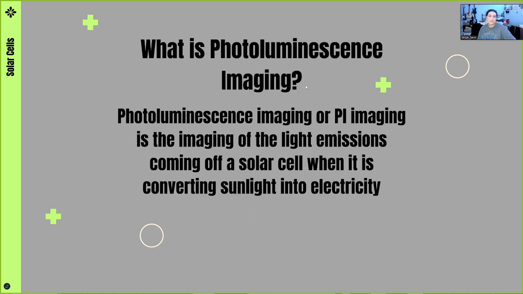So what is photoluminescence imaging? Photoluminescence imaging, or PL imaging for short, is the imaging of the light emissions that come off a solar cell when it's converting sunlight into electricity. So this will be an image, and indirectly we can tell how efficient or inefficient the cell is by how bright or dark this image is, which you'll see later.